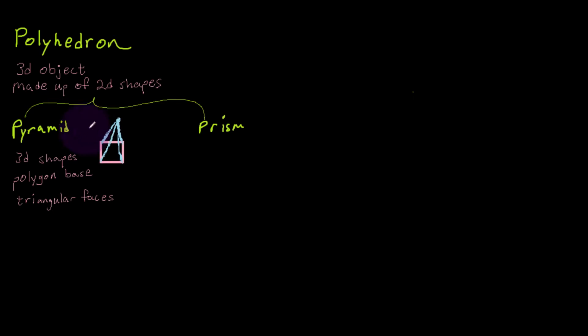So we have a pyramid up on the screen. It's a 3D shape. It has a polygon base, that square on the bottom, and triangular faces. And these triangular faces taper up to one point, or travel up to one point, is another way of thinking about it. This one point at the top is called a vertex, and we'll talk about this vertex or vertices later in the future. So vertex here. And let's talk about prisms now.